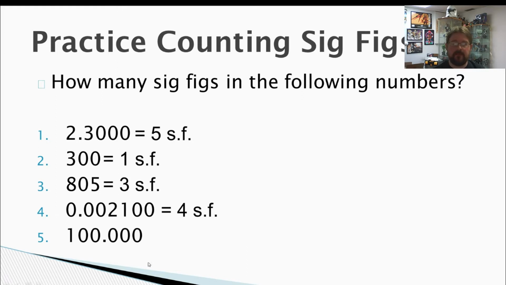Okay? And the last one, 100.000. So we know that the 1 counts because it's not a 0. These zeros, well, they're all to the right, but look here. We've got a 0 at the very end. It's past a decimal, so it counts, right? That means all of these zeros count because they are sandwiched between this 1 and this 0, which is a sig fig. So there are 6 significant figures in that measurement.